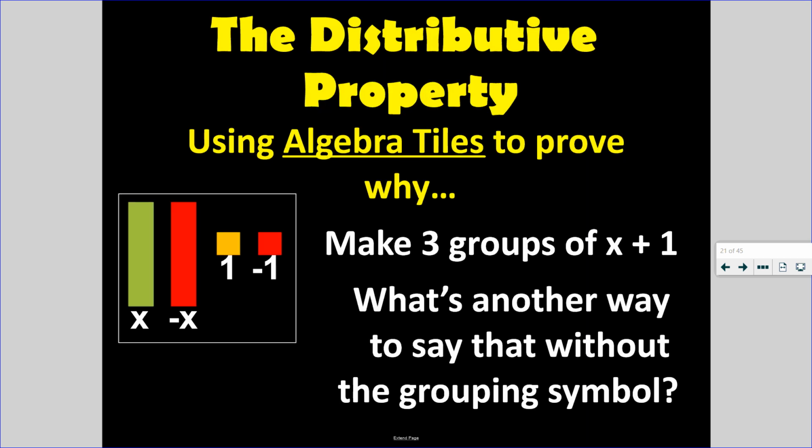So now another way you can do distributive property is using something called algebra tiles.